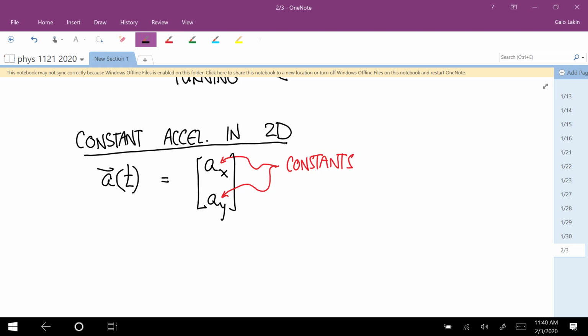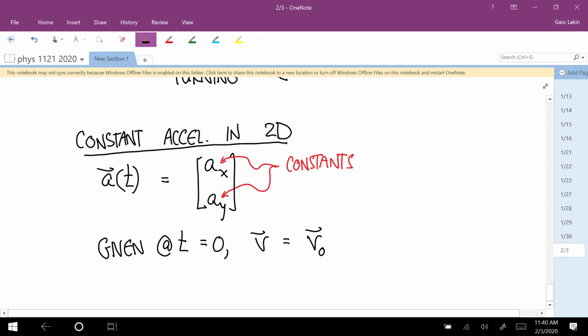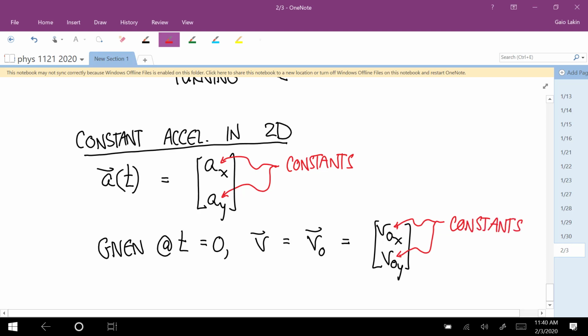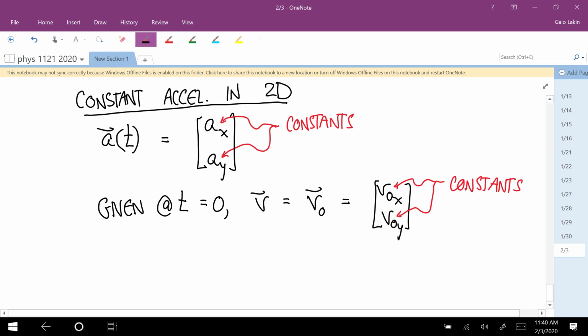So now from this, let's derive an expression for the velocity as a function of time, given that at time equals zero the velocity is equal to v0. Where these are, again, just numbers, constants. Well, to do that, you have to integrate, right? The velocity vector is the integral of the acceleration vector with respect to time.